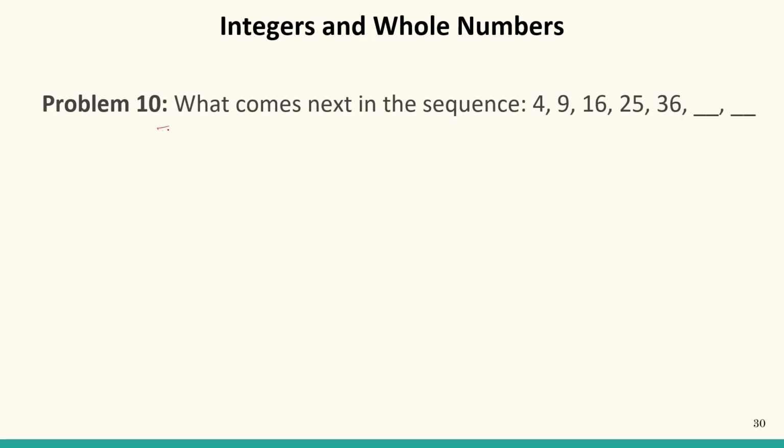Let's see problem number 10. What comes next in the sequence 4, 9, 16, 25, 36? The next one will be 49, and the next one will be 64. You must be wondering how. They are 2 square, 3 square, 4 square, 5 square, 6 square, 7 square, 8 square.